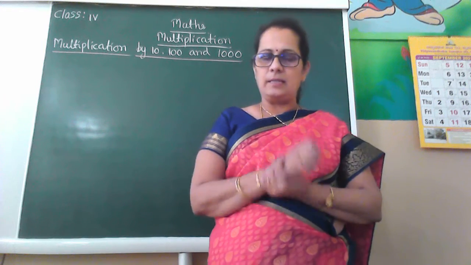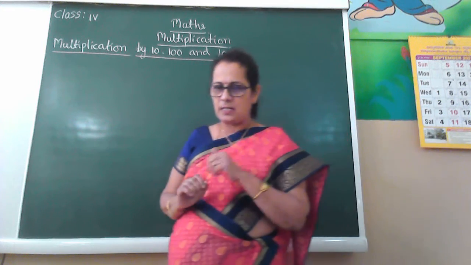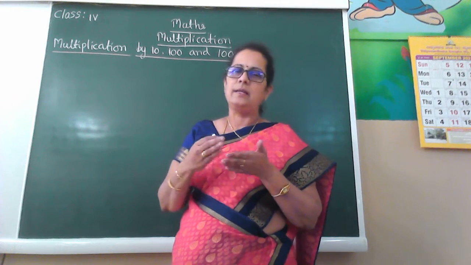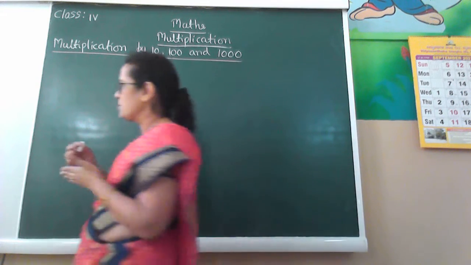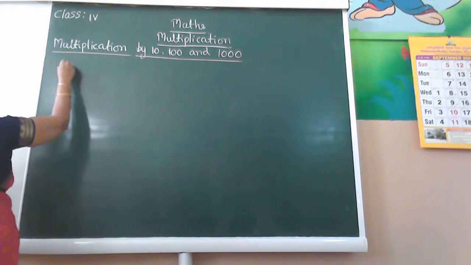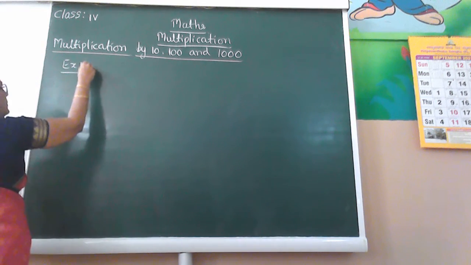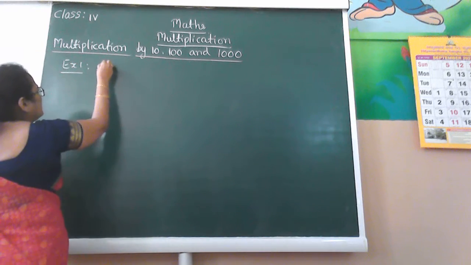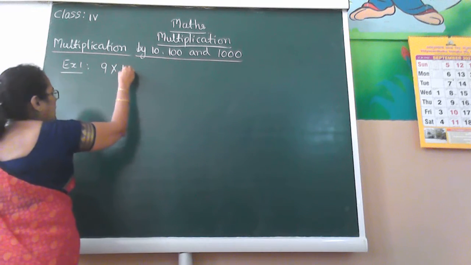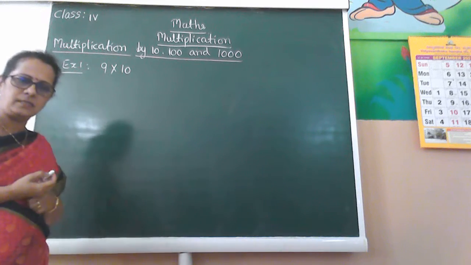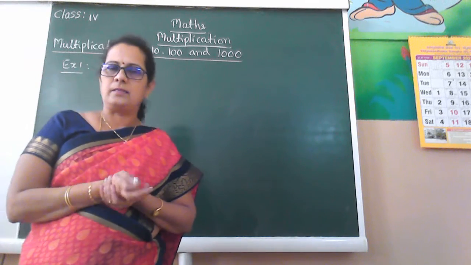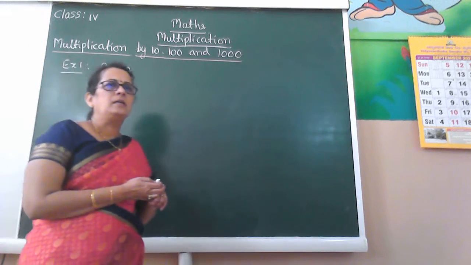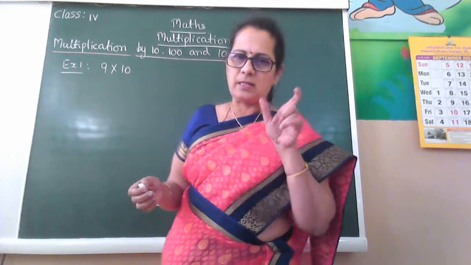Really it's very easy children. The concept is very easy. How to multiply the given number by 10, then 100, then 1000. Let us go through that with some example sums. Okay. So example 1, let us say 9 into 10. You know the tables, isn't it? 9 tens are, yes, that is 90. That is very easy. But here some pattern is there.